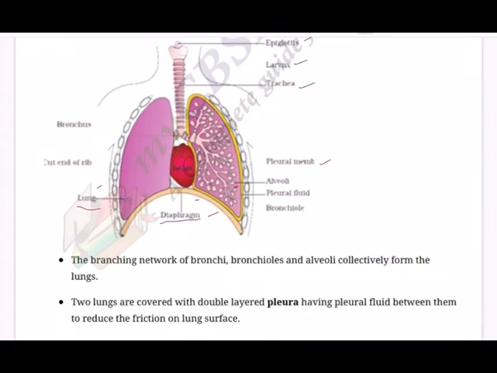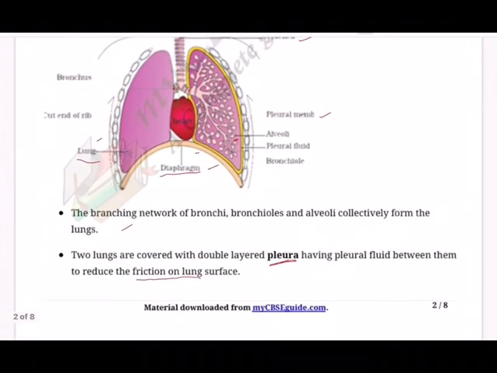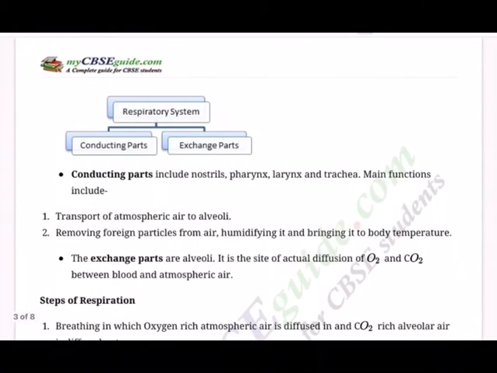So the branching network of bronchi, bronchioles and alveoli collectively form the lungs. Two lungs are covered with a double layered pleura. You must remember this name, pleura, having pleural fluid between them to reduce the friction on lung surface. This is the purpose. And then the whole respiratory system we can divide into two parts.